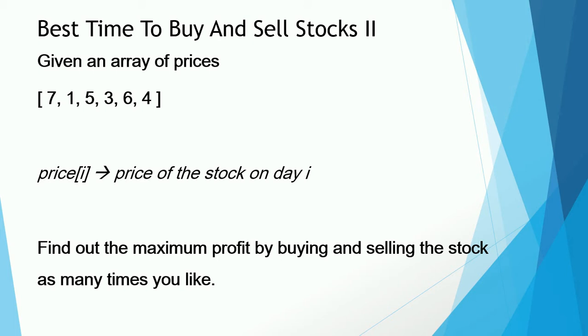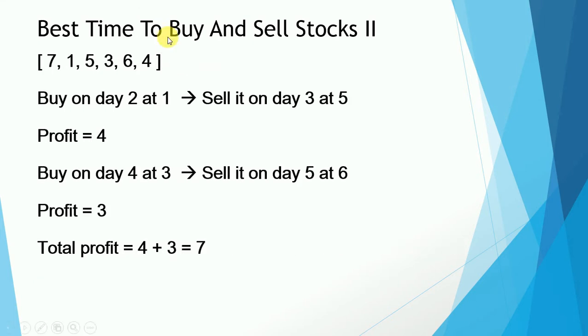The way it is different from the first version of this problem is that you can buy and sell the stock multiple times. So let's say you buy the stock on day 2 at 1 and sell it on day 3 at 5, then you obtain the profit of 4. But now you can also buy the stock on day 4 at 3 and sell it on day 5 at 6 to obtain the profit of 3. So 4 plus 3 gives the total profit of 7. Is this the maximum profit we are looking for? We are going to find it out when we design its dynamic programming algorithm.